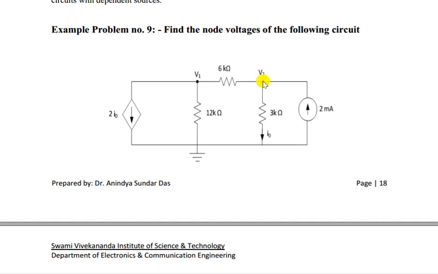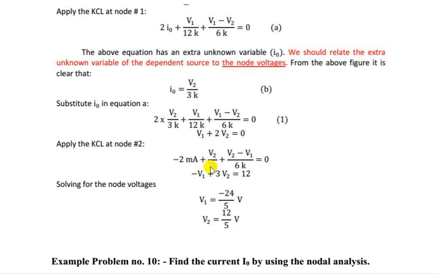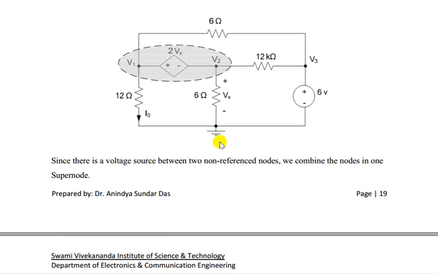Applying KCL at node 2, (V2 minus V1) divided by 6k, (V2 minus 0) divided by 3k. These two currents are leaving, 2 milliampere current is entering. So this is minus 2 milliampere. Okay, now we got the second equation. After solving, we will get V1 and V2.